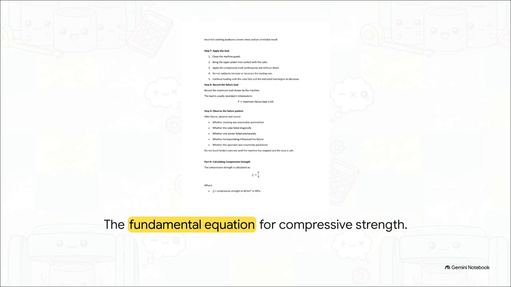Seeing the machine crush the concrete is definitely exciting, but let's grab our calculators and transition from physical testing over to theoretical statics. How do we actually turn those kilonewtons into standardized pressure? Well, the core statics formula here is beautifully simple. Fc equals P divided by A, meaning compressive strength equals the maximum failure load divided by the cross-sectional area of the loaded face. This equation is the absolute bedrock of material strength calculations in civil and mechanical engineering.